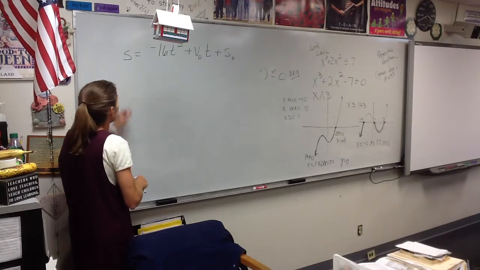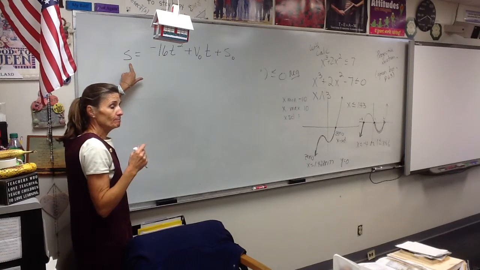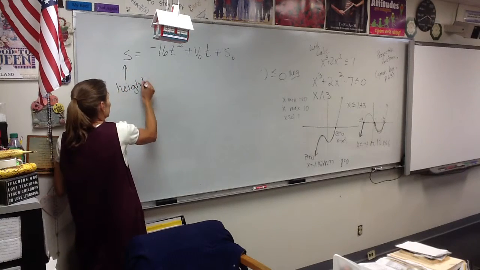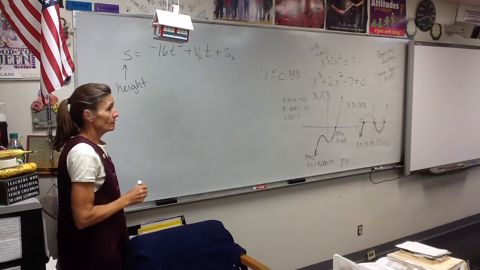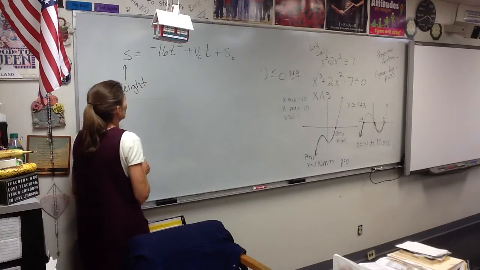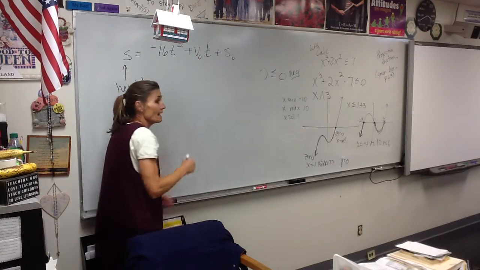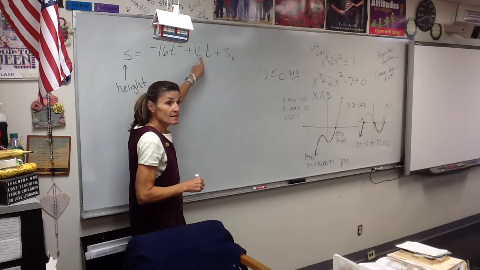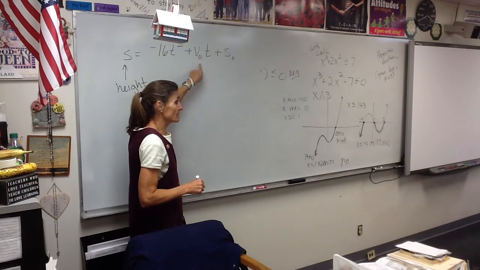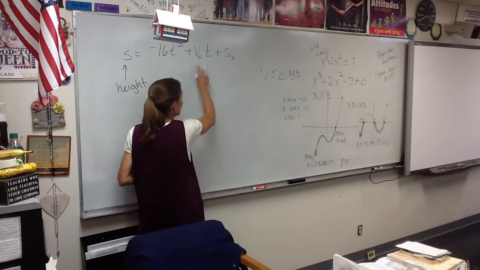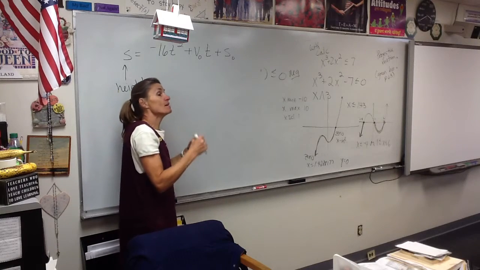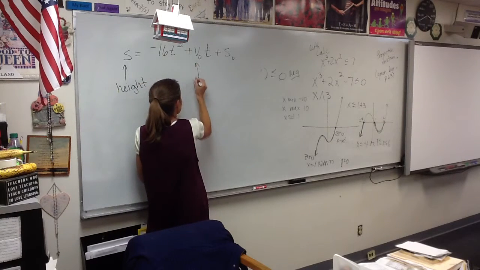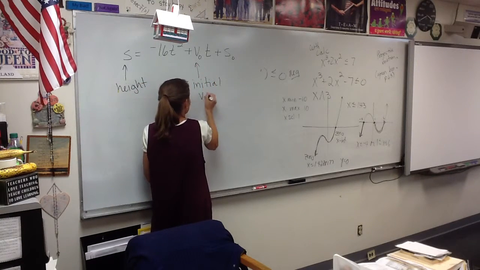First of all, S is the letter they're using for height. Some books will use H. They're using S. This is read V sub naught, because that's a subscript. That's the way we read this. And anytime there's a sub naught, it means the initial value of that variable. So this is the initial velocity.